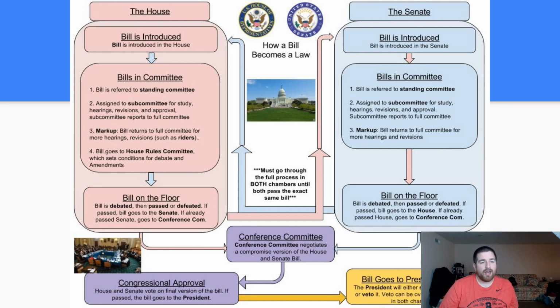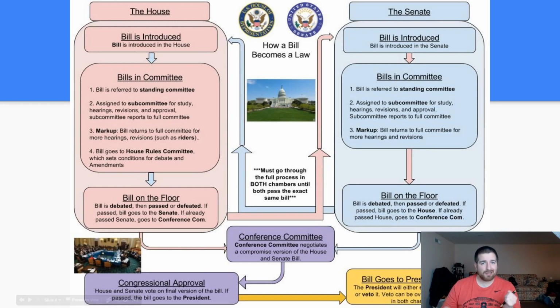After that, the bill goes to the House Rules Committee, which sets the conditions for debate and amendments. And again, the House Rules Committee is the standing committee within the House that comes up with rules for debate. So once the bill is on the floor, which is this last part here, they follow rules set by the House Rules Committee.